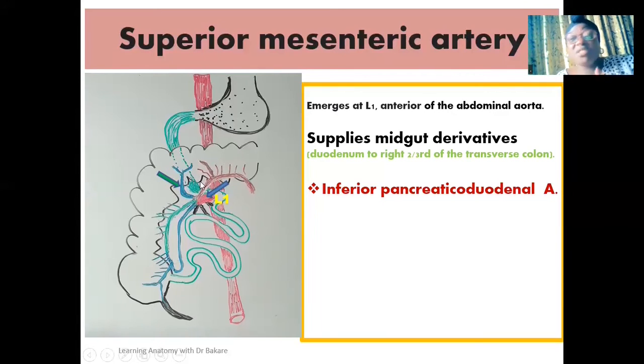But the first branch of the superior mesenteric artery will be the inferior pancreaticoduodenal artery. And if you look at the name tag, it means it gives off branches to supply the pancreas and also the duodenum. So this branch, you see it tailing up towards the duodenum, and it supplies the inferior region of the duodenum. The second branch of the superior mesenteric artery is the middle colic artery.